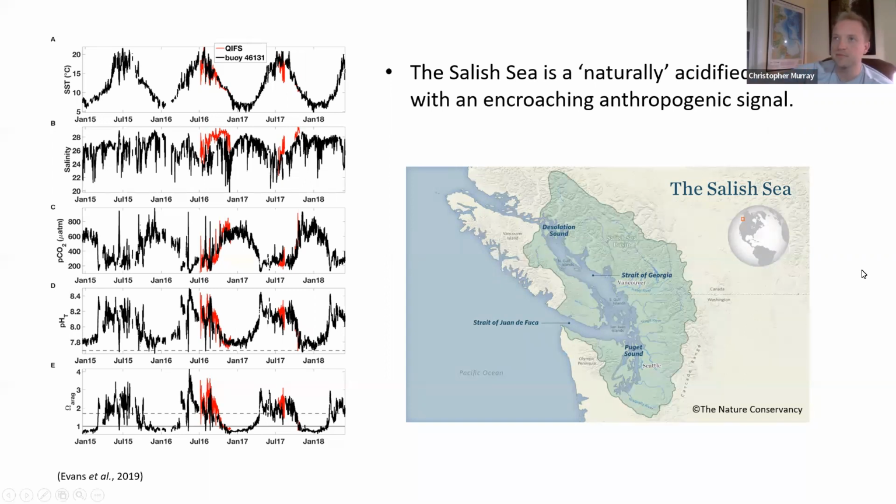So this is a time series pulled from Evans et al. 2019, where they looked at CO2 fluctuations amongst other characteristics in the northern Salish Sea. But if you look at this middle plot here in C, you see that during the winter, CO2 levels can exceed 800 microatmospheres. So that's double atmosphere. So really, these punctuated acidification events theoretically could pose an additional stressor on top of things like heat waves.